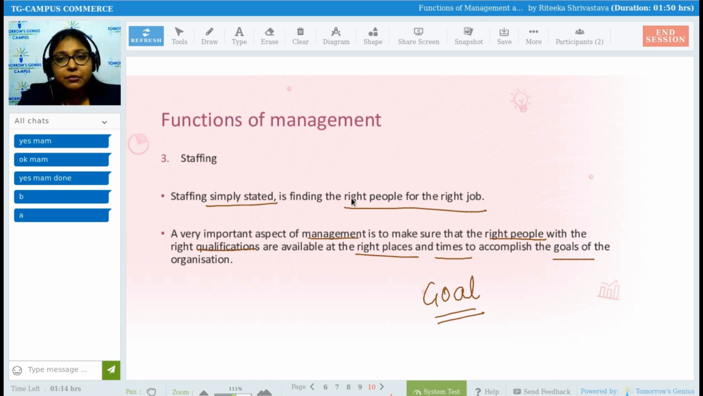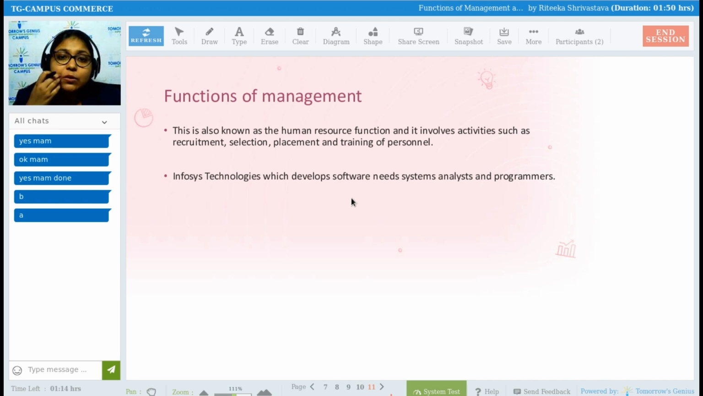It would be easier to work with him because he is already aware of finance work. So staffing, very important. This is also known as human resource function and it involves activities such as recruitment, selection, placement and training of personnel. So this activity is also called HR activity.